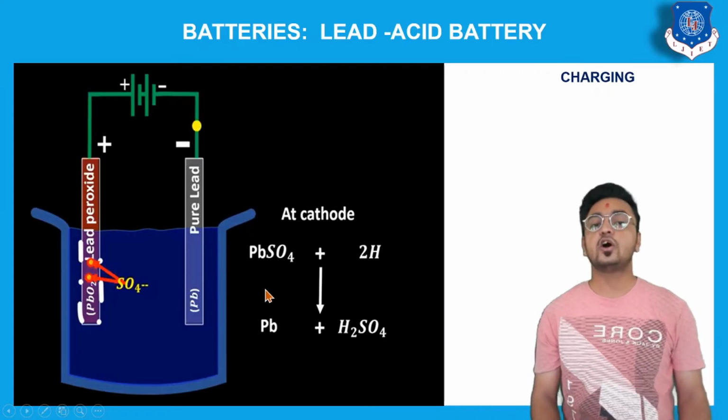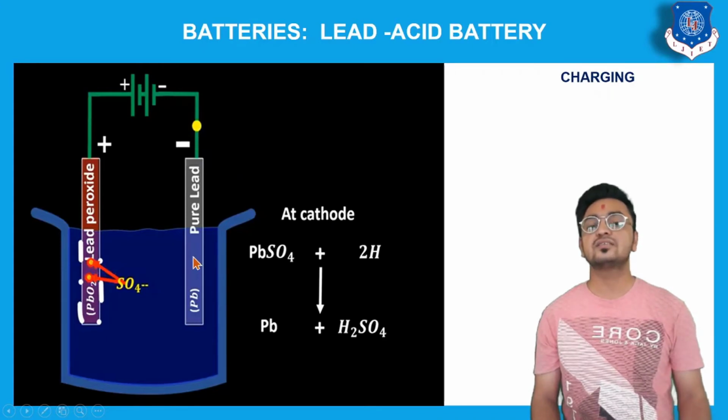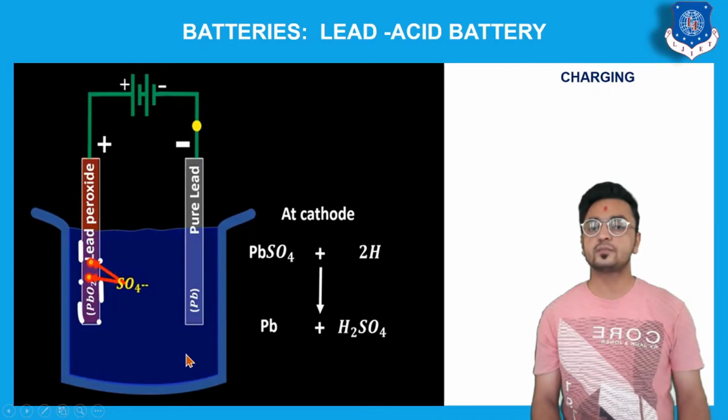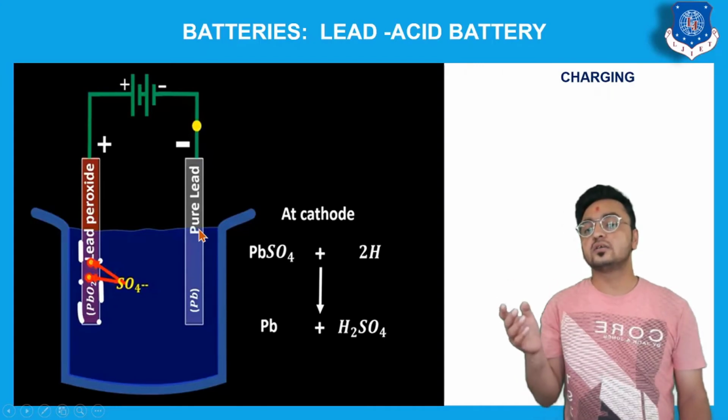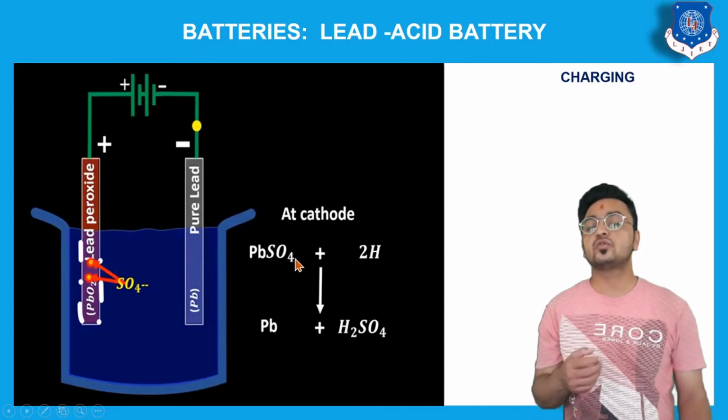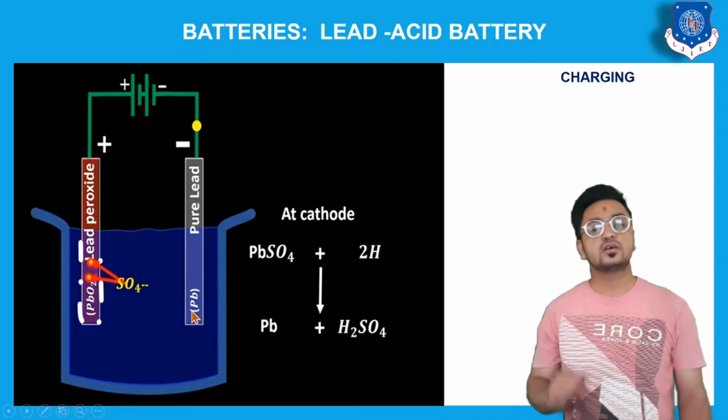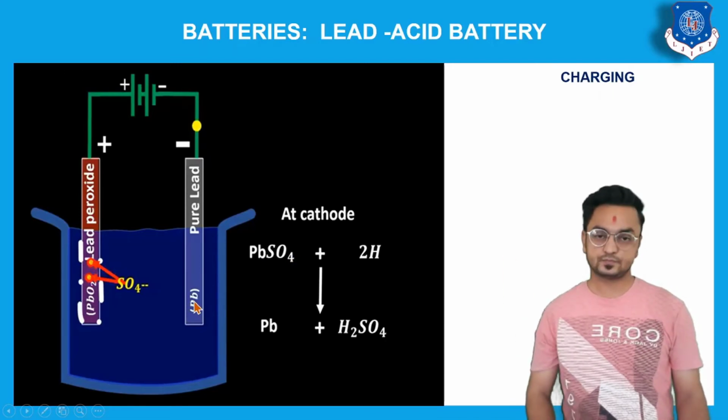And if we observe the chemical process at the cathode, at this terminal, what will happen here? After the discharging of the battery, a layer of PbSO4 was on this cathode terminal.